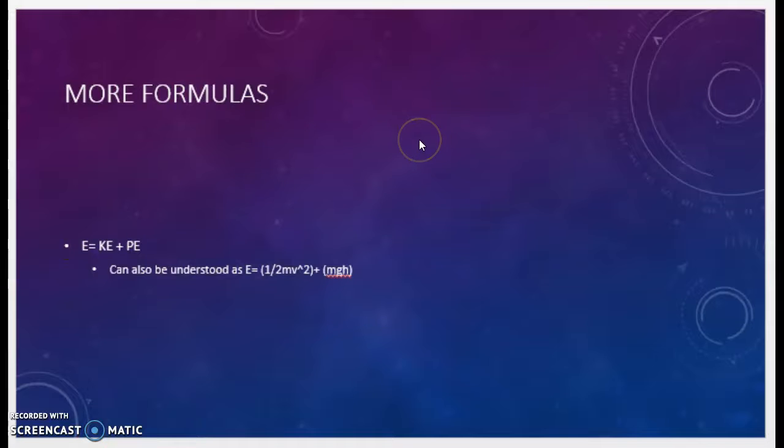One more formula that we can benefit from understanding is what kinetic energy and potential energy actually are within mechanical energy. So kinetic energy is half of mass, so the object, and the velocity squared, plus potential energy, which is mass times gravity and height.